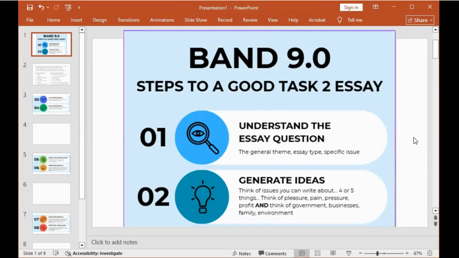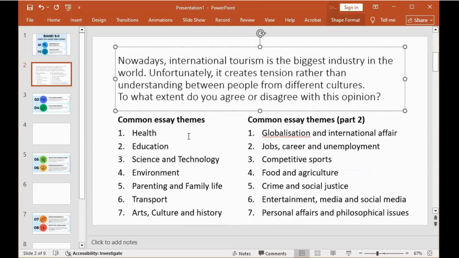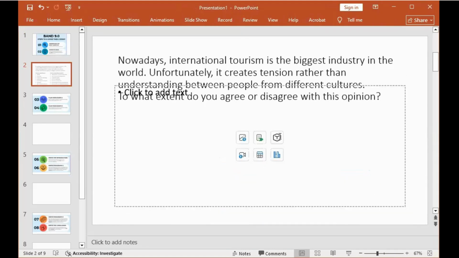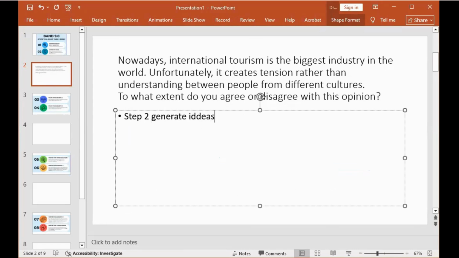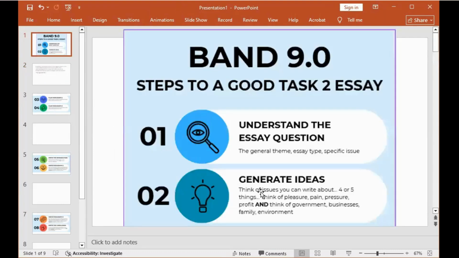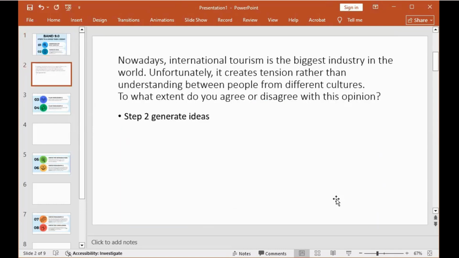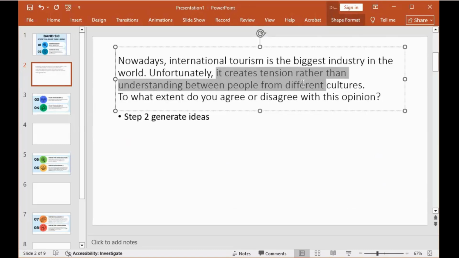So let's go back to the question now. Let me delete these items, yeah? So we want to generate ideas. Step 2 is generating ideas. So what are the ideas? Number 1, let's think of the 4 P's first: pleasure, pain, pressure, and profit. Looking at this question, this is the core issue here. International tourism creates tension.